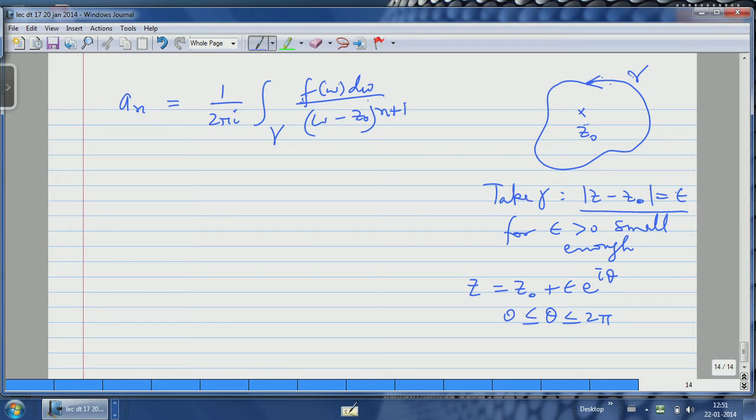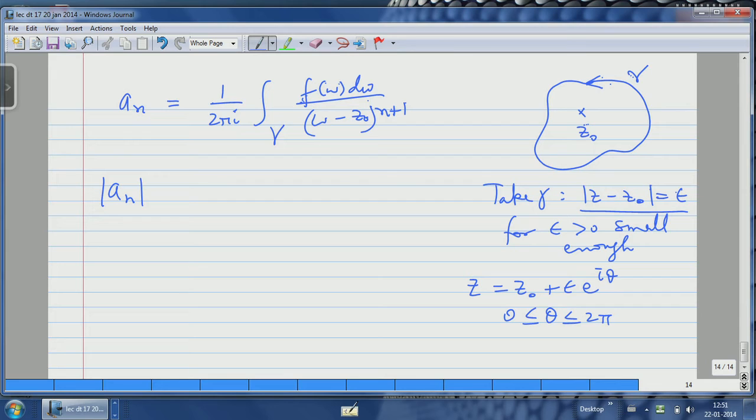And so this integral becomes, so if I calculate the modulus of a_n, mind you, I am trying to show that the modulus of a_n is 0. I am trying to show that the a_n's are 0 for negative n. This formula is valid for all values of n, okay. I am trying to show a_n is 0 for all negative n.